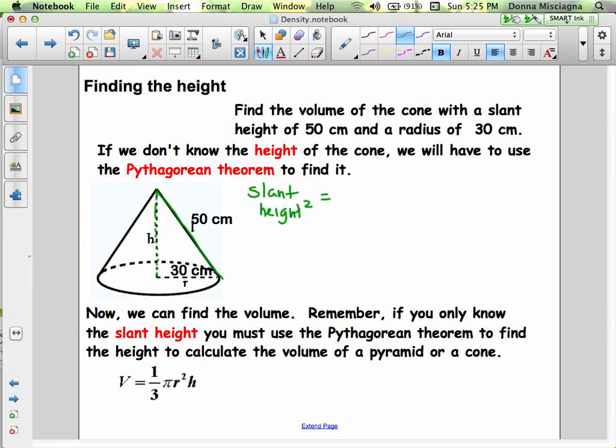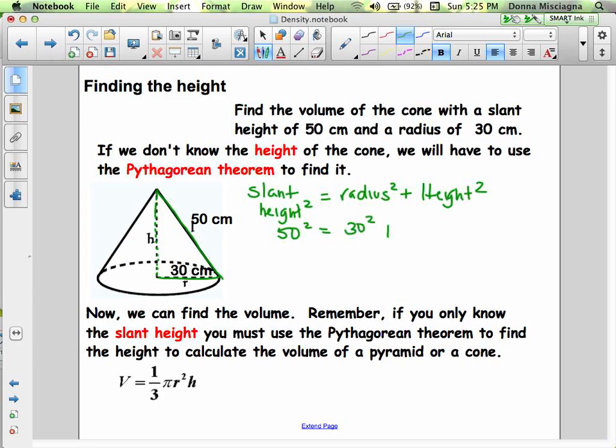All right, so we're going to have slant height squared equals, and this is always going to be set up the exact same way, radius squared plus the height squared. Every single time. So if we were looking for surface area and we weren't given slant height, we'd have to solve for slant height. If we're looking for volume and we're not given height, we'll have to solve for height.